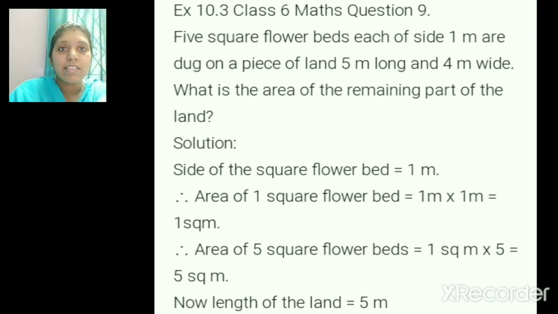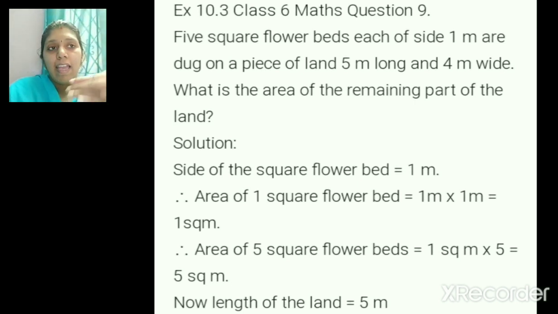In this question also there are two cases. What are the two cases? The piece of land: the length and breadth of the total land is given, so we have to find the area of the land. Then on that land there are 5 square flower beds.